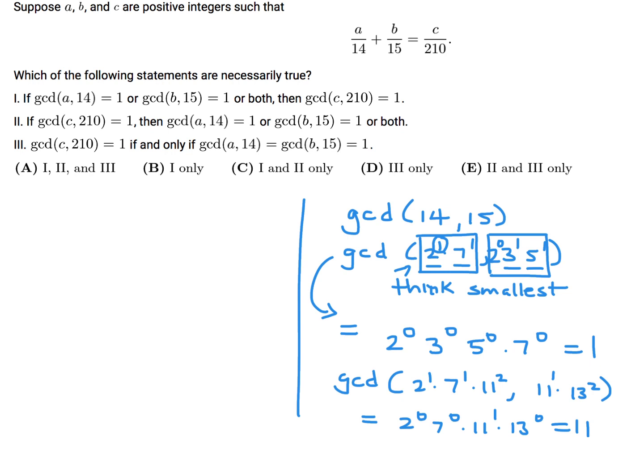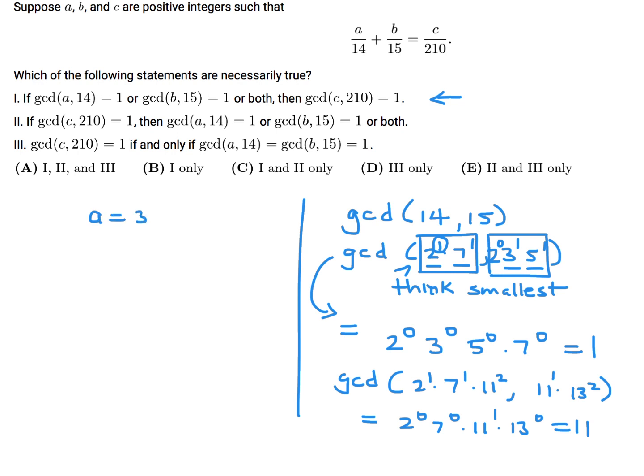I just wanted to do that crash course to familiarize you with what GCD is. All right, so let's go to the question now. We want to see which one of these three is true. Okay, no problem. Let's start with the first one. If we can prove that it's false, then we can just get rid of it. So let's see if there's a counterexample.